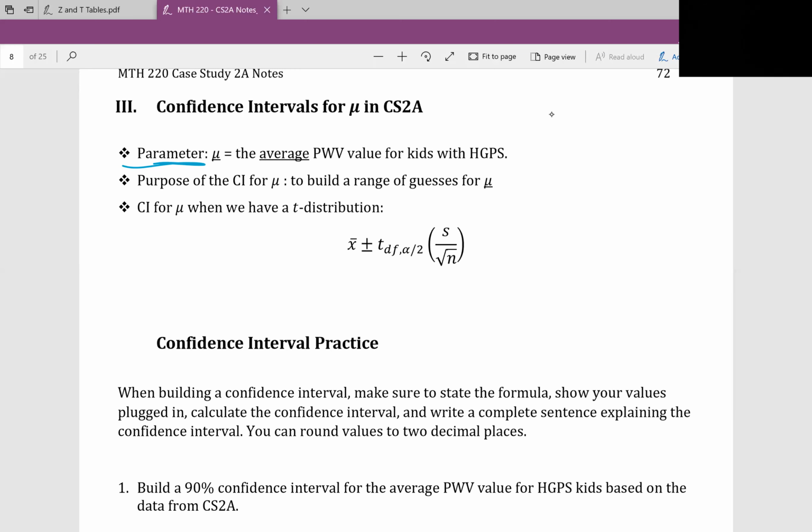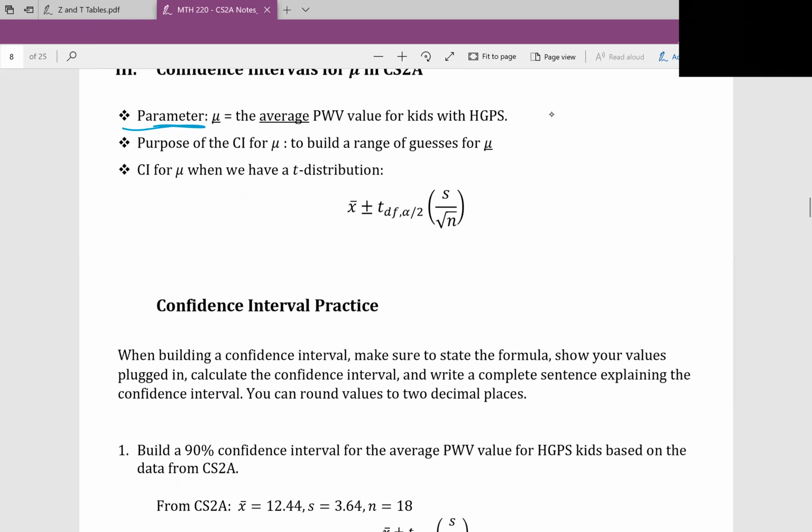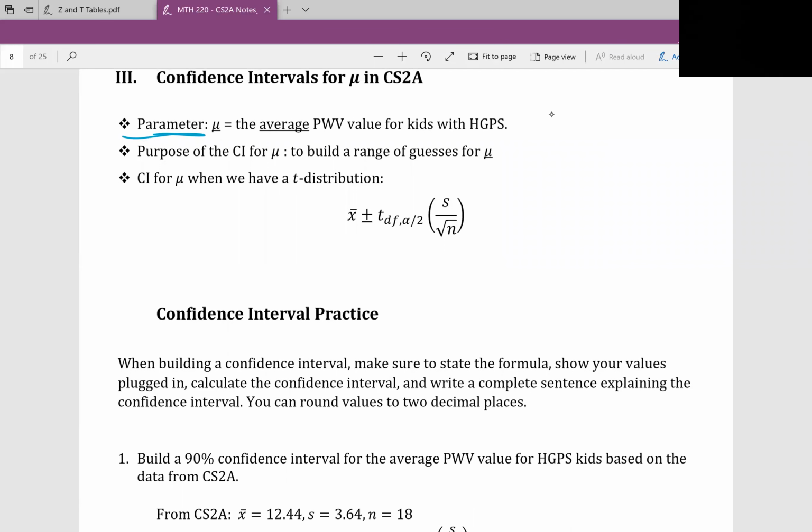You can either use your calculator or use StatCrunch to calculate x bar and s. That's literally just typing in each data point. The data started with 7.2, 7.9, 8.3, and so on. You type those numbers into StatCrunch and it can give you the summary statistics: x bar equals 12.44, s equals 3.64, and our sample size is 18.